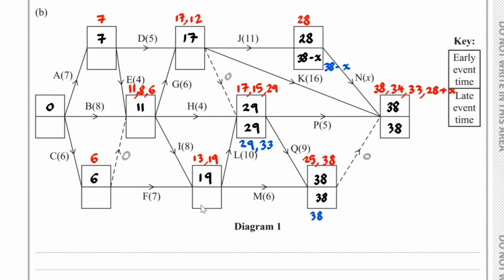Now, in here, we either have 38 take away 6, which is 32, or we've got 29 take away 10, which is 19. Those are the only ones coming out of here, so the smaller one is 19.